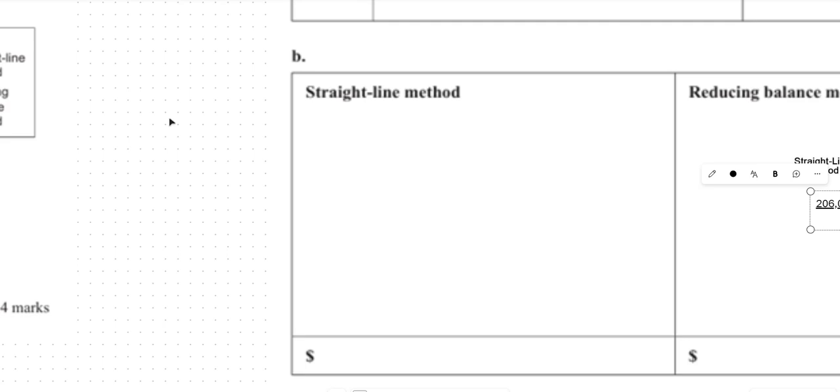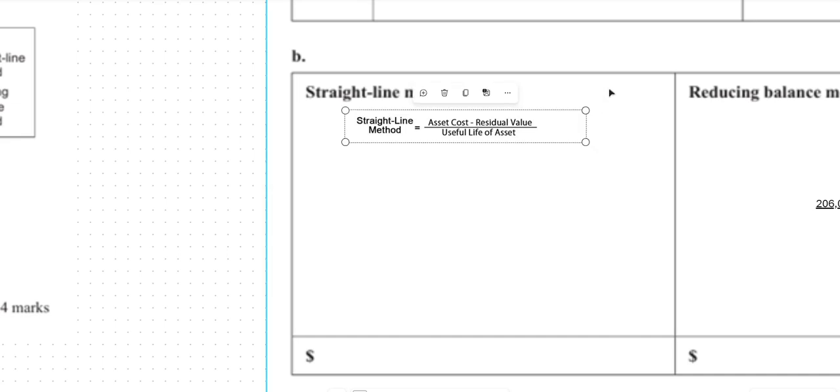So given there's 4 marks on offer for this question, good idea to show your workings, because if we make a calculation error, at least you can get some marks for your workings out. And so the main workings out we want to show for calculating straight line is start with the formula. Pretty much the only formula you need to memorize for the exam, the cost of the asset minus the RV over the useful life.